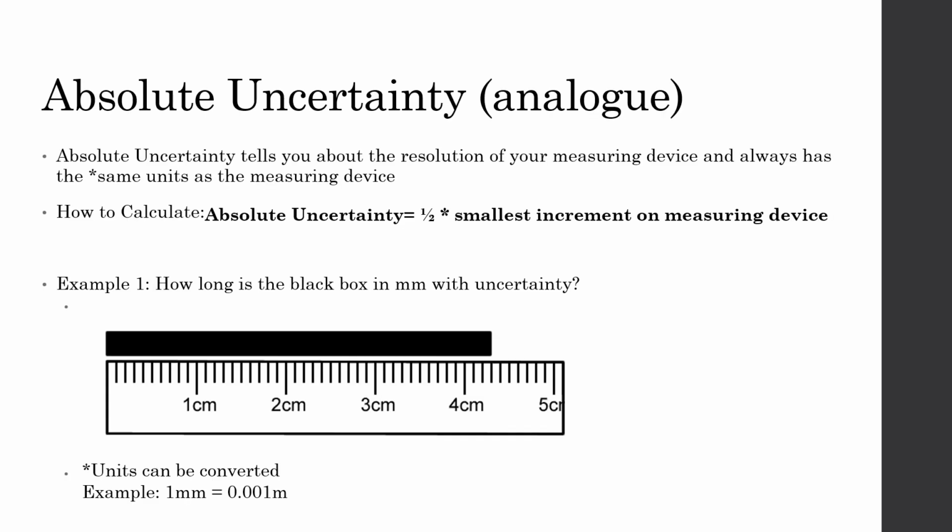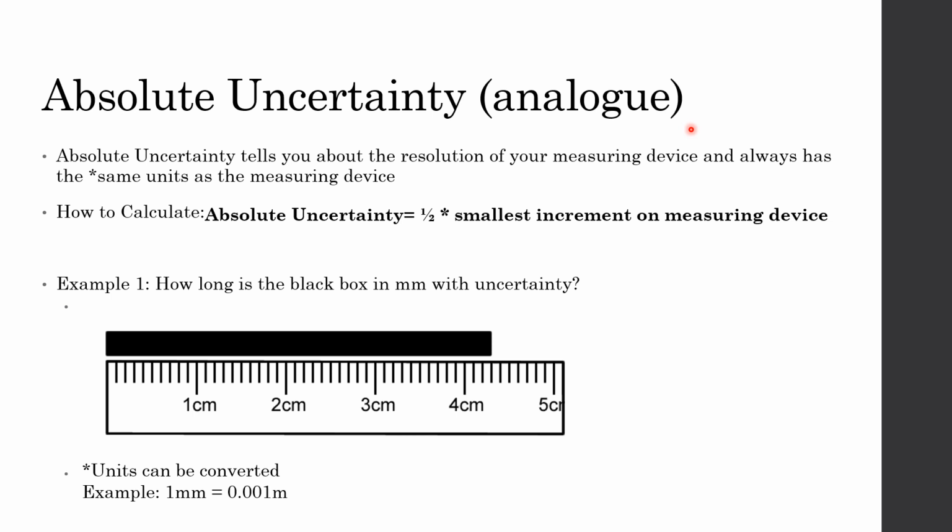So as I mentioned before, there are 2 types of devices that you can have to record your measurements. These 2 types of devices are analog devices and digital devices. We're going to start with talking about how you'd find the absolute uncertainty for an analog device.